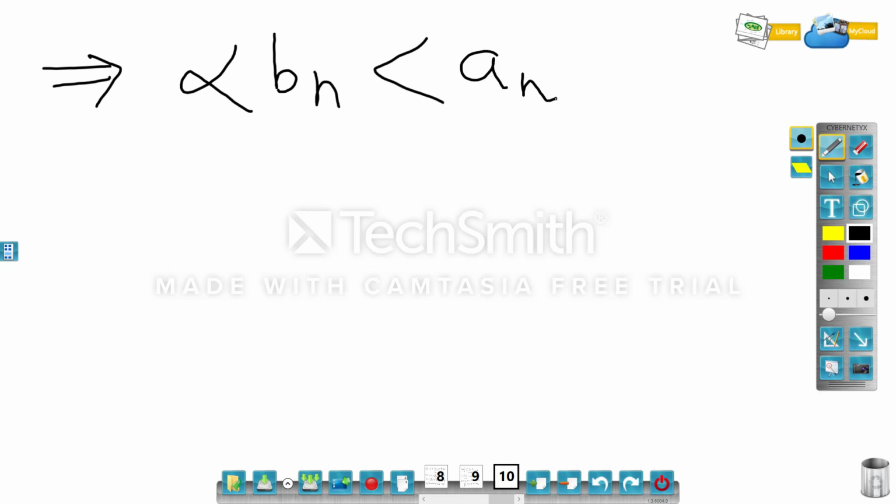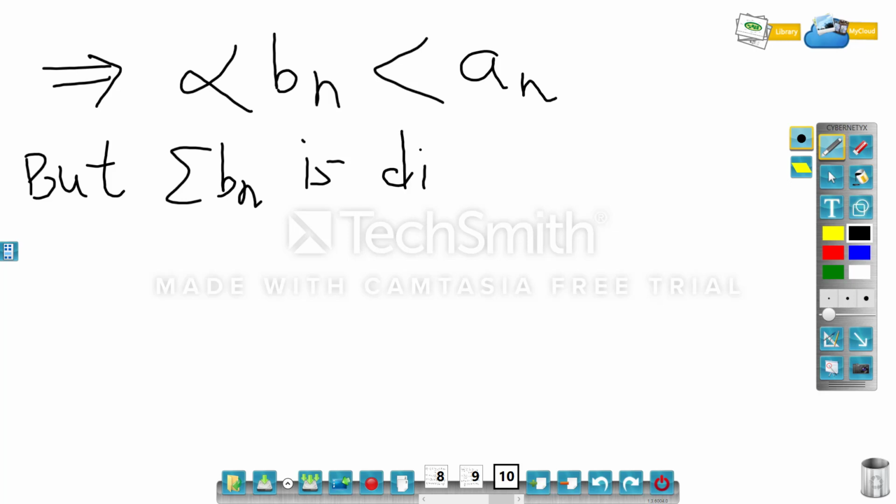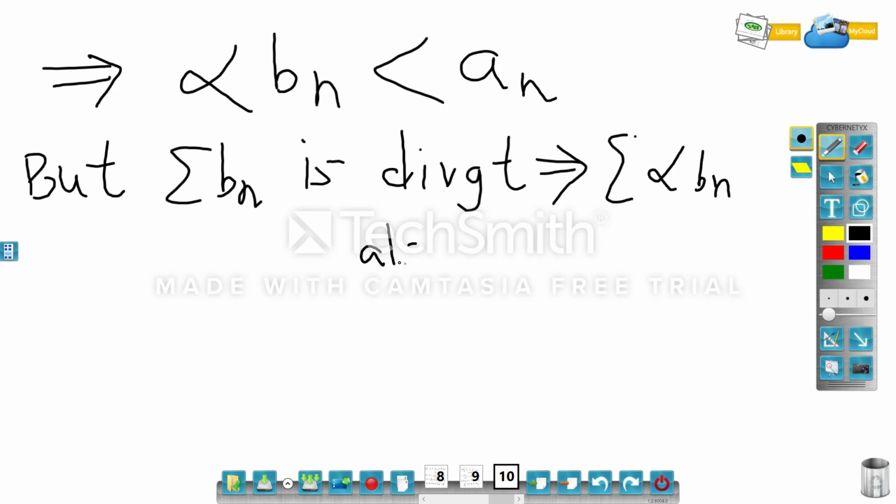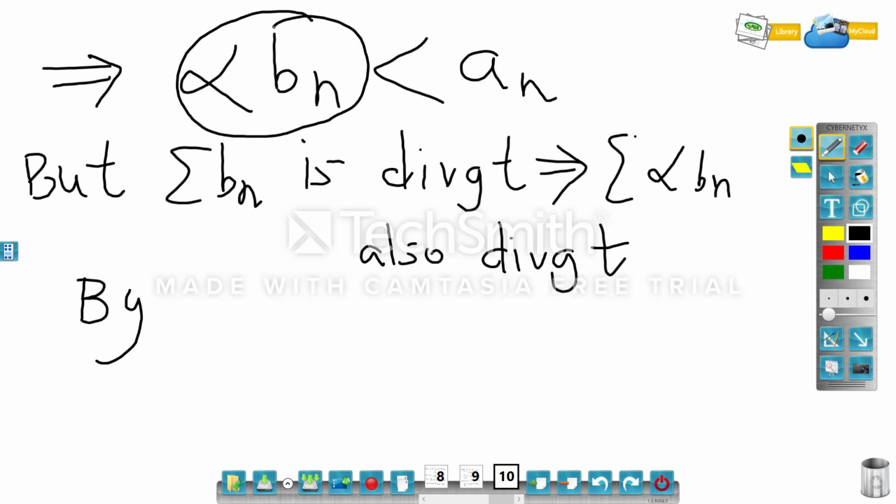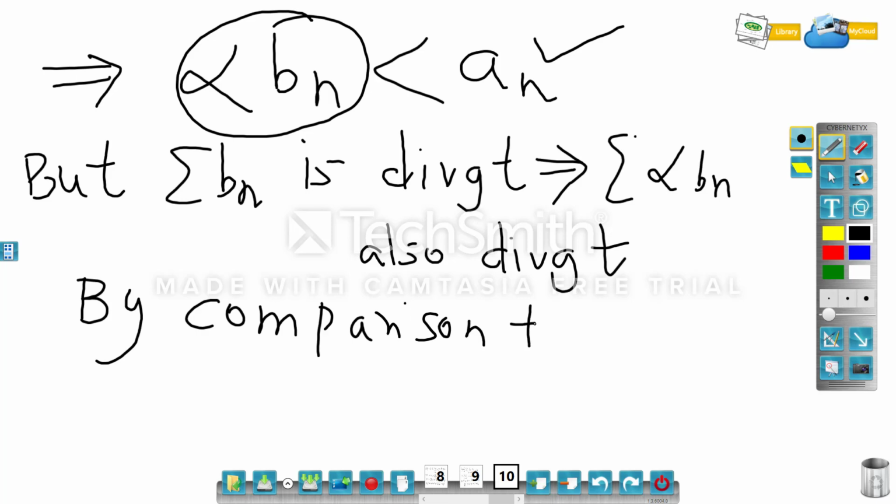But it is given that series Bn is divergent. That would imply series alpha times Bn also diverges. So this series is divergent, which implies this also diverges. So by comparison test, series An diverges.